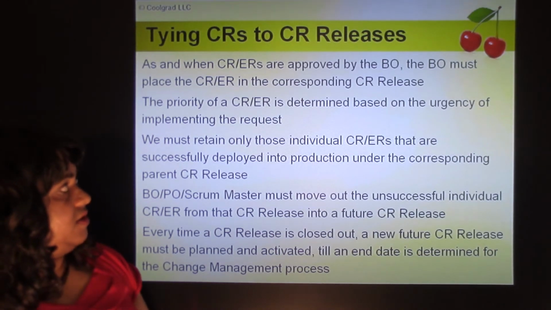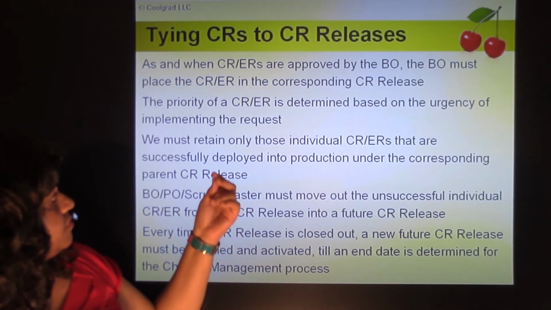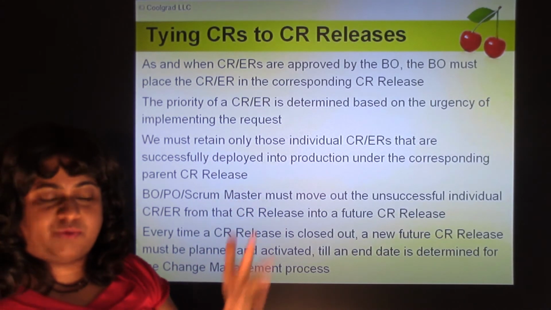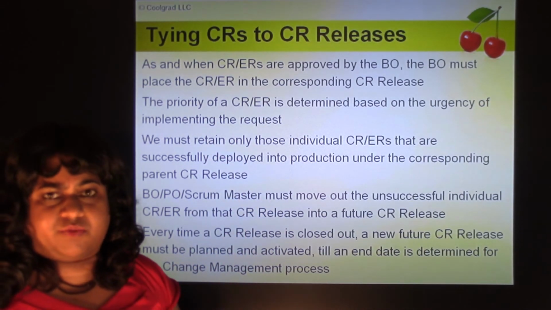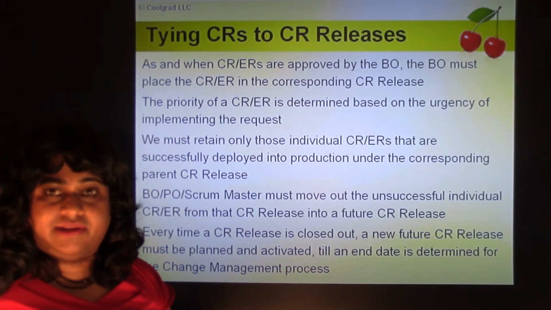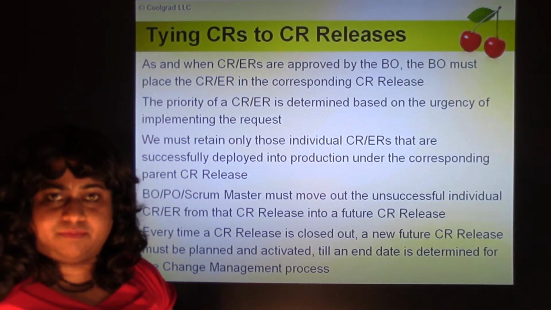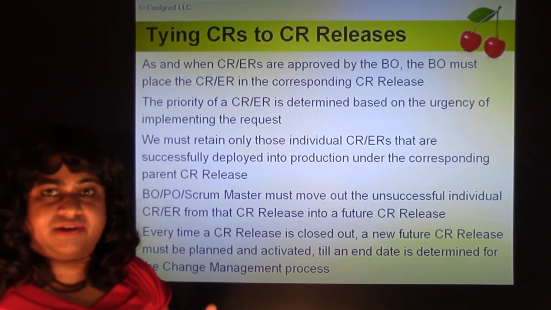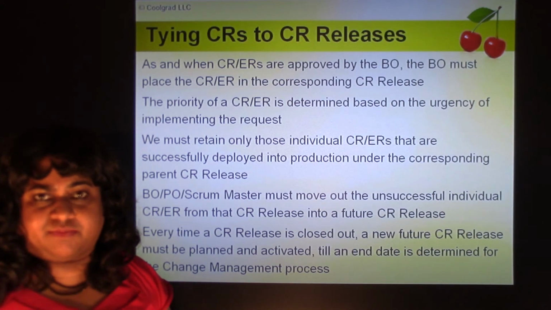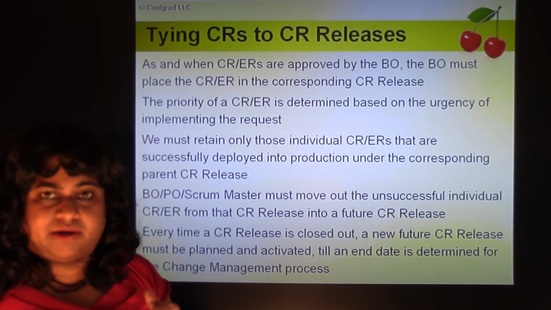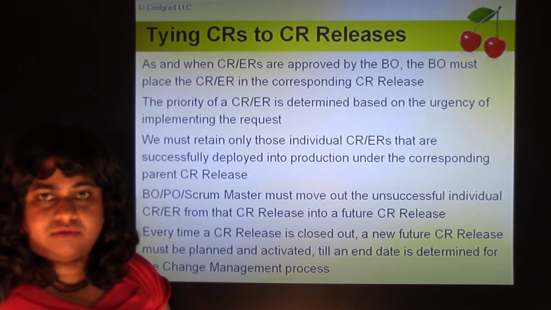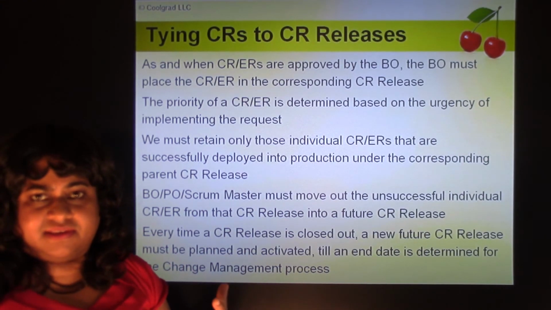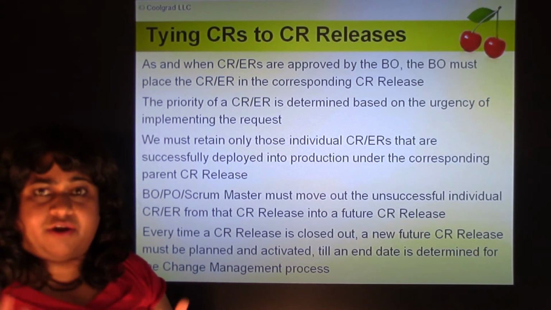So, tying a CR to a CR release. Remember that with these change requests, we might get hundreds or thousands of change requests. Some are critical in need, but they don't have to be done urgently. The severity is high, the criticality is high, but the urgency is not there. It can be done after 6 months. And some of them are low impact, but they have to be done right now. So you pick which story is going to which CR release, mainly depending on the priority and urgency.